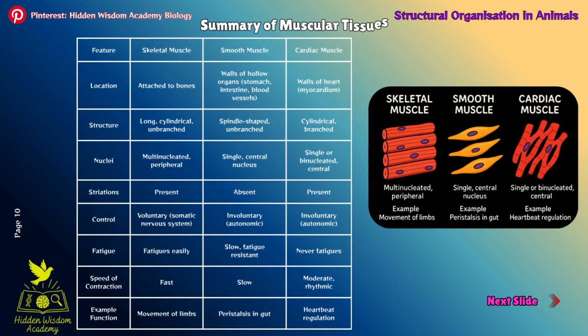Let's quickly summarize all three muscular tissues. Skeletal muscles are the ones that help move your body. They are voluntary, striated, and multinucleated. Smooth muscles are the ones that control organs like your stomach and blood vessels. They are non-striated, involuntary, and spindle-shaped. And finally, cardiac muscles, they are striated, involuntary, branched, and connected by intercalated discs. So in one line: skeletal moves you, smooth regulates you, cardiac sustains you. Keep this table handy, it's a conceptual and important one.